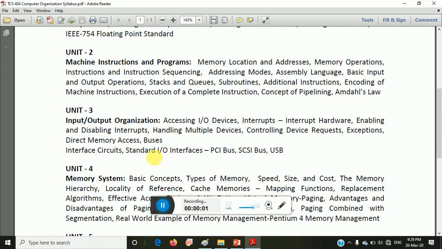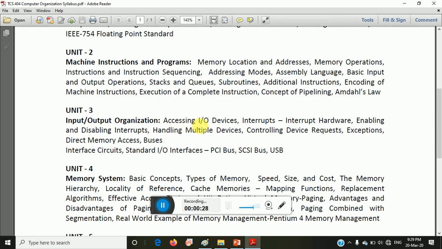Students, I'm going to discuss today about Unit 3. Unit 3 has some important things, which is input-output organization, and in this unit we will study how we can interface our input and output devices with our microprocessor or microcontroller. So it is a very general discussion about input-output interfacing with our microprocessor.